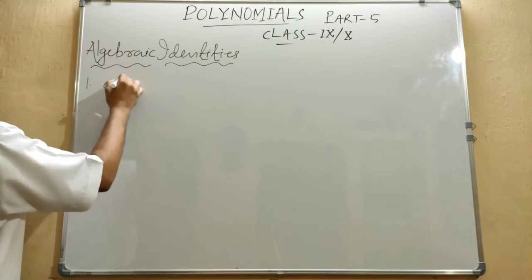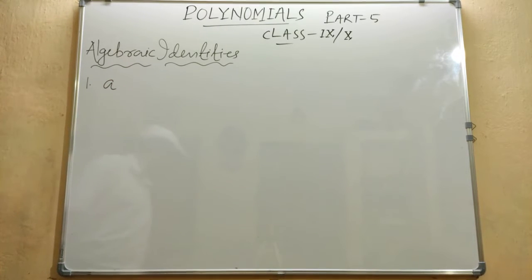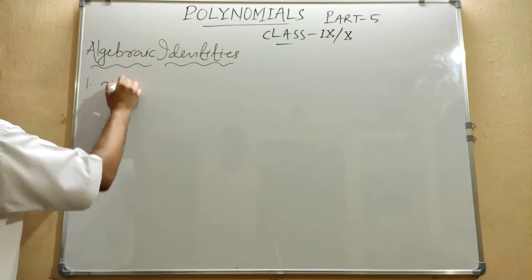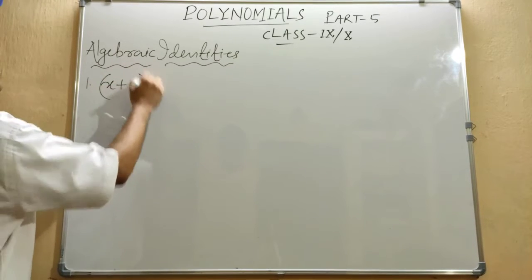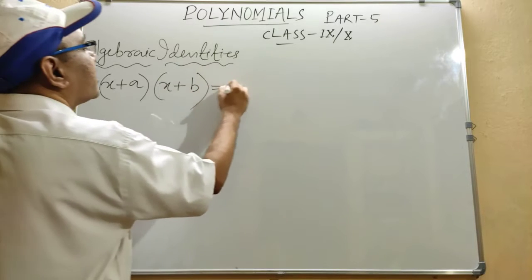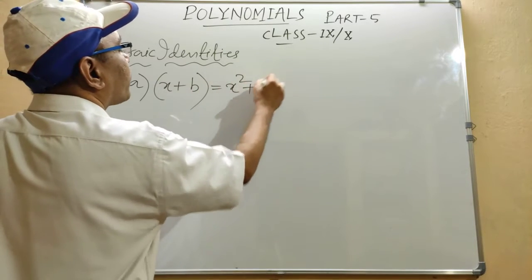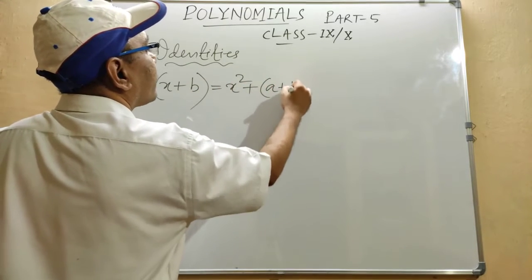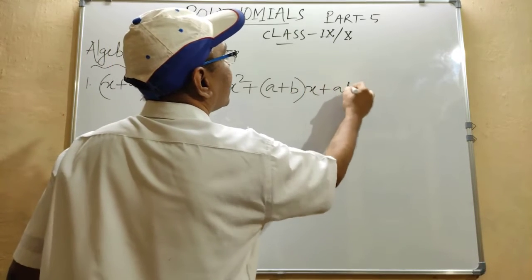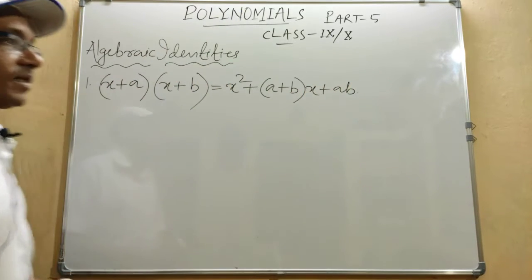Number 1: (x + a) into (x + b) is x square plus (a + b)x plus ab. The student must remember this.